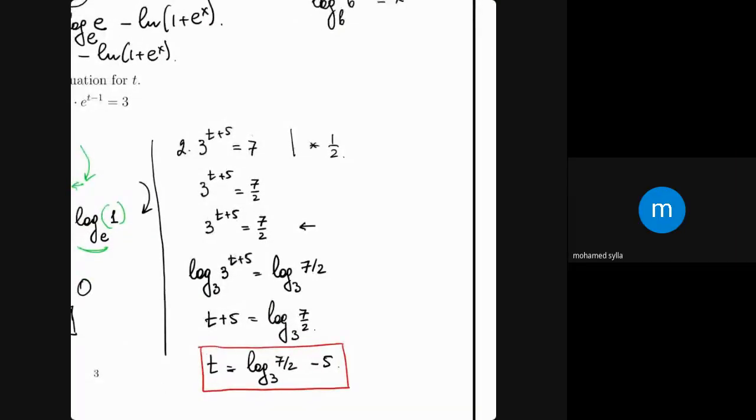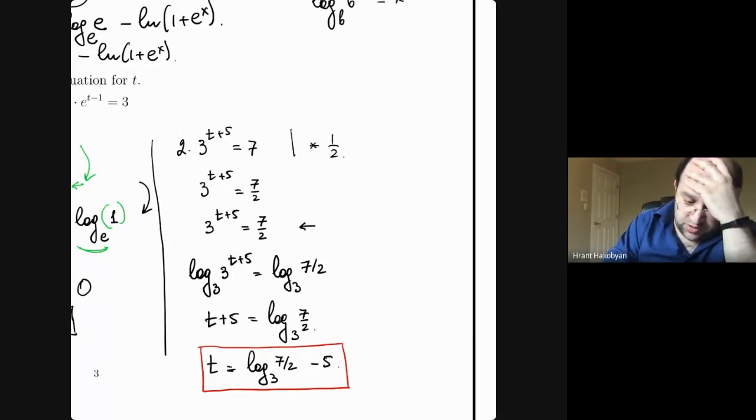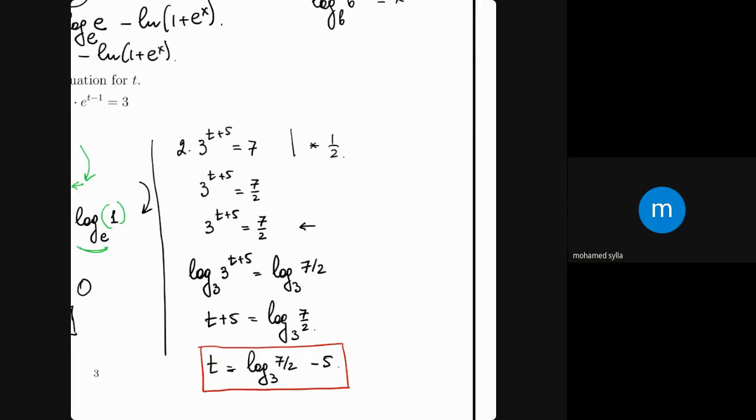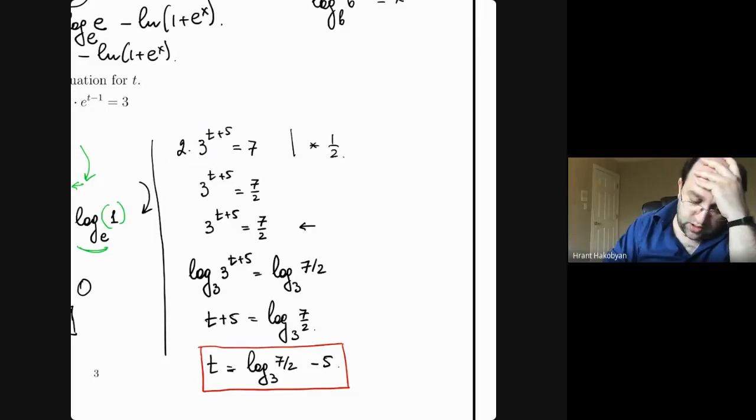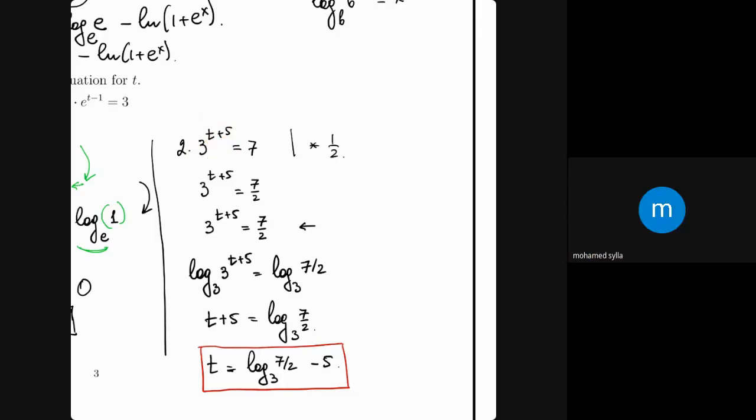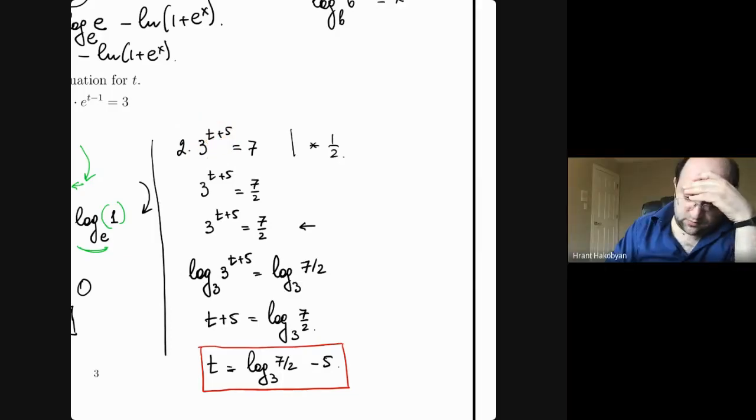Where'd you get the 1/2 from? Oh, I'm trying to keep the exponential part on the left hand side, so I'm getting rid of the constants. I'm putting all the constants on the other side. Okay, so you're basically solving. Right, so I'm trying to solve for this exponent first, for the exponential, and then just the exponent.